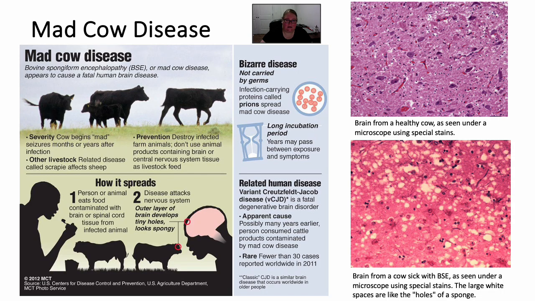So you probably remember this one. This is a slide from my Biology 201 slideshow. This is the healthy brain tissue of a cow without mad cow disease, while this one is a micrograph of the brain tissue of a cow that has mad cow disease. We can see everything's pretty uniform, there are no holes in this top one, but in this one, we can literally see the holes like a sponge in this cow's brain.